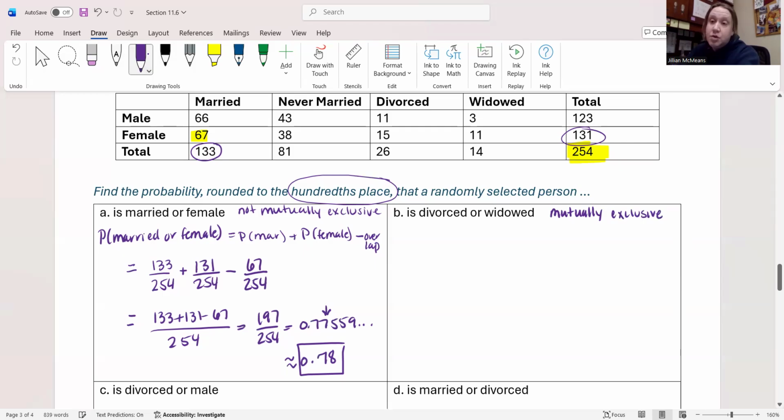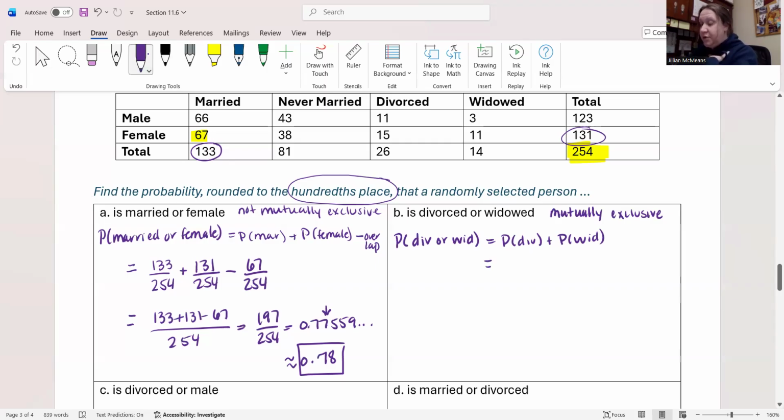Exclusive. Okay, so these are definitely mutually exclusive. Again, we're talking about current marital status. In this case, there's no overlap. So if we want the probability that somebody is divorced (DIV) or widowed (WID), we want the probability that they are divorced plus the probability that they are widowed. Again, we're assuming current marital status only. You're not looking at anything in the past. Okay?